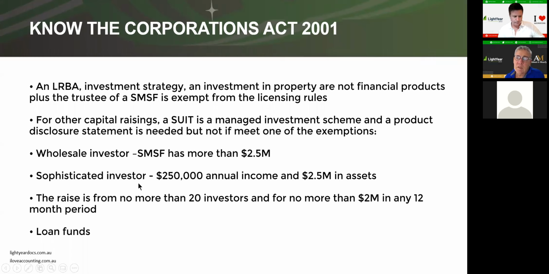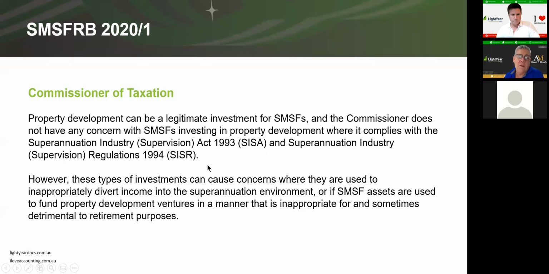If you're doing it through a syndicated unit trust, you're getting involved there. Just be careful if you're getting specifically involved. But obviously, with wholesale investors, you can just raise as much capital as you want. You don't have to worry about getting a prospectus. Sophisticated investors, they get taken out of the pot, and then it leaves essentially 20 investors. You can raise $2 million from them in any 12-month period, which can end up being quite a sizable amount from a Corps Act point of view.